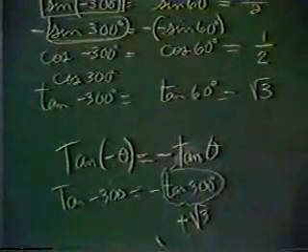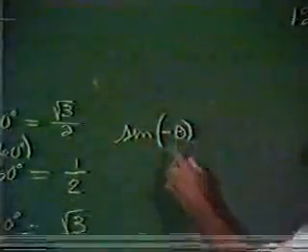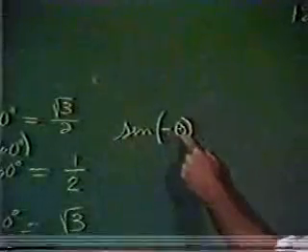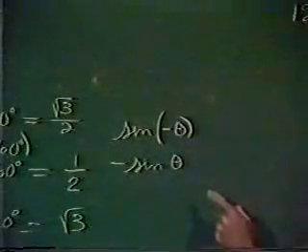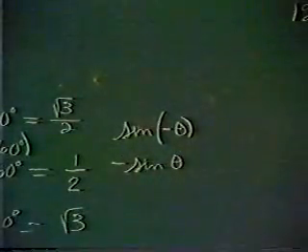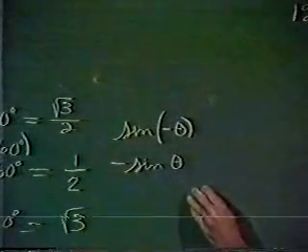Now, look right here for a moment, and what I'm trying to tell you is this. If you want to work a sine of minus an angle, you can just go do minus the sine of that angle. I'm not saying that the final answer is going to be a minus.